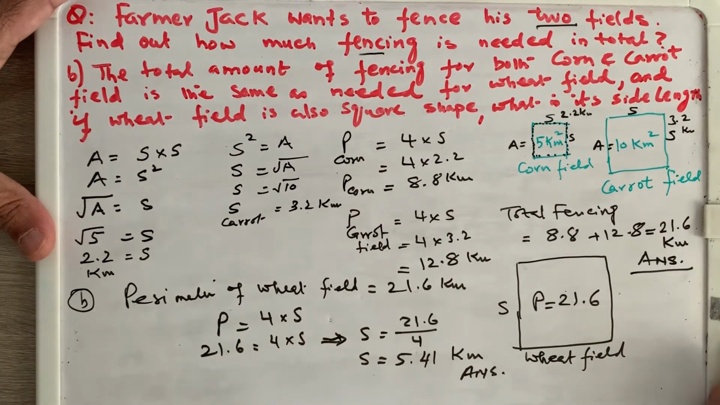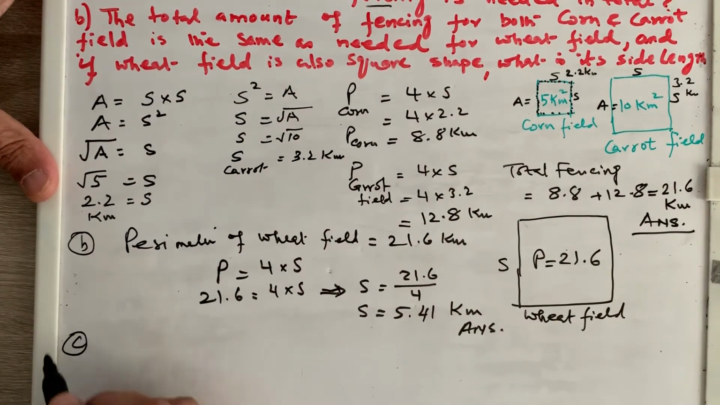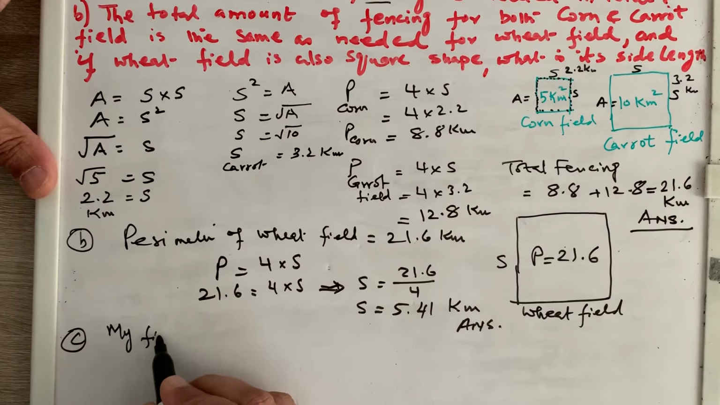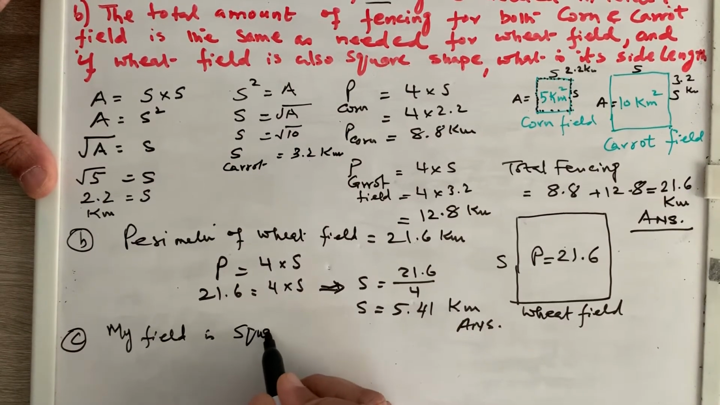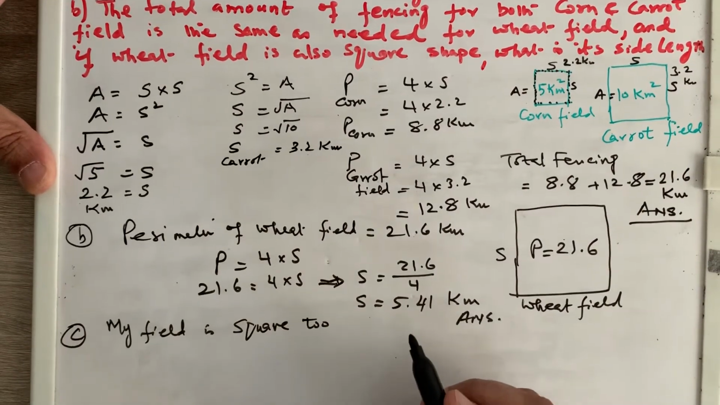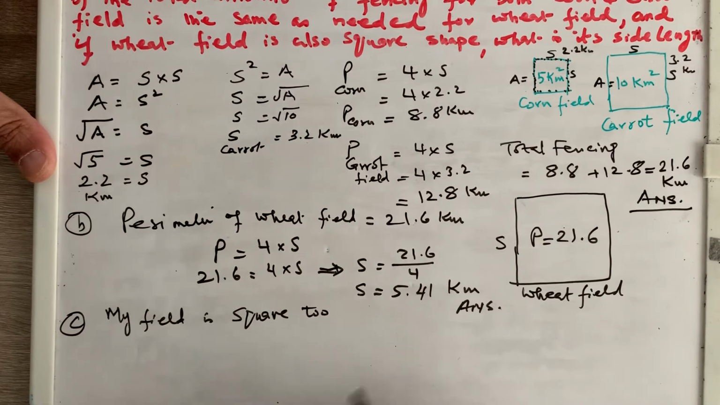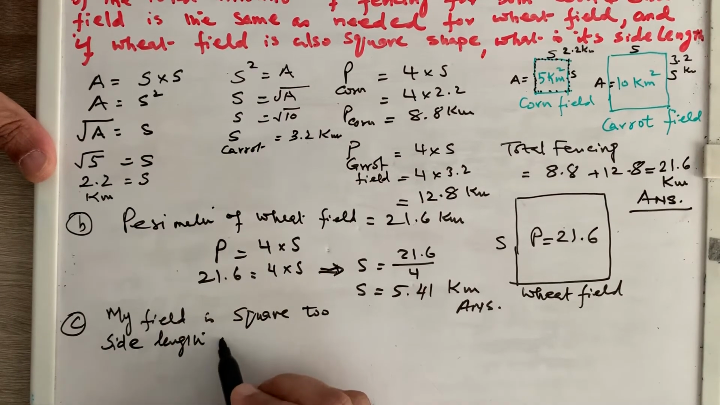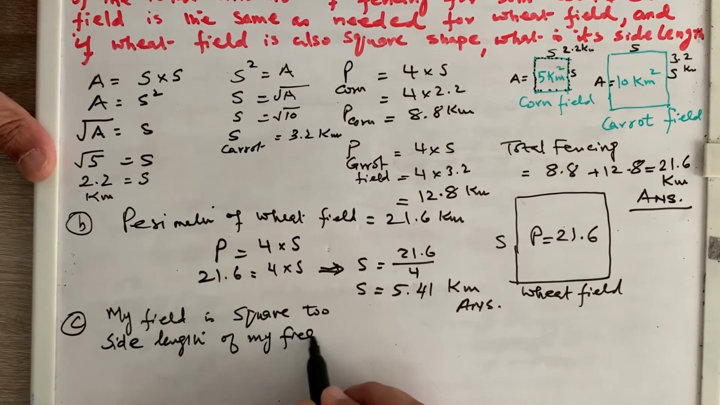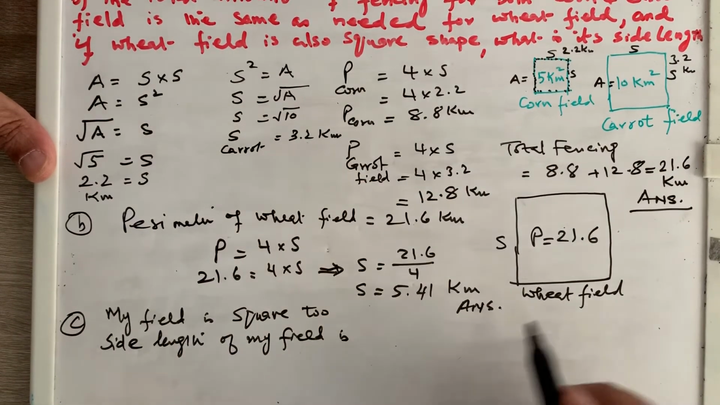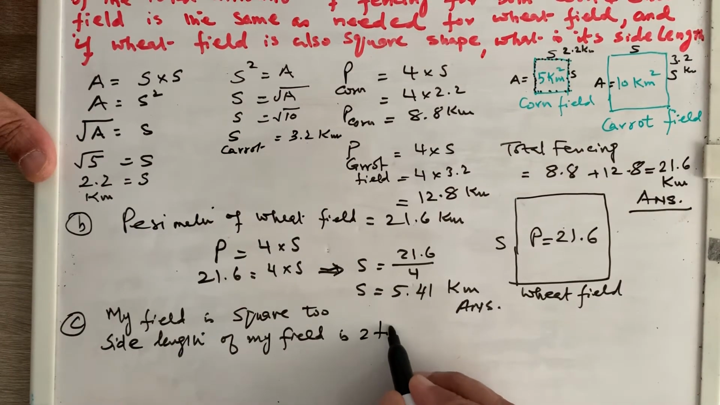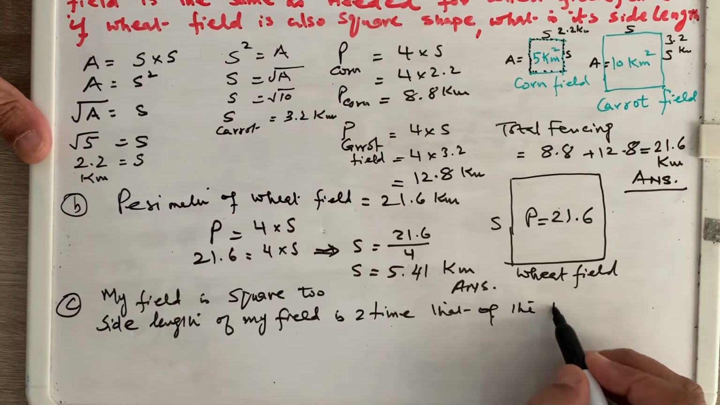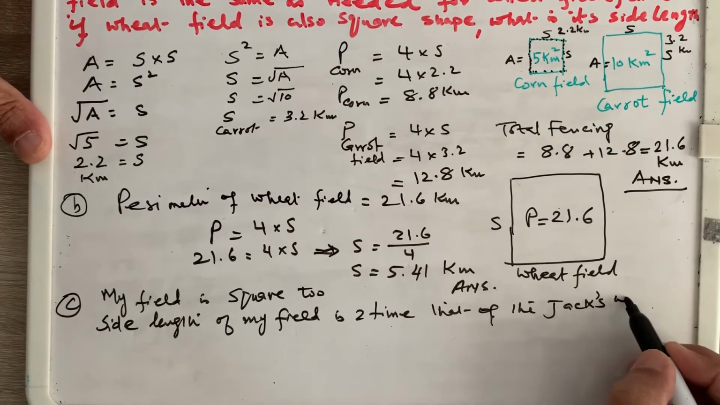Sometimes a C part is also associated with this question, which says that suppose I have a field, my field is also a square. So I also have a field which is square, and my field's side length is 2 times the side length of Jack's wheat field.